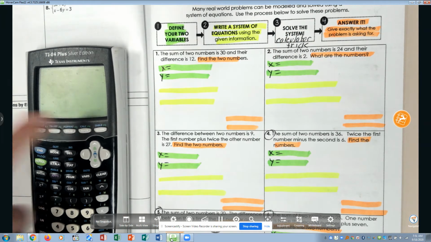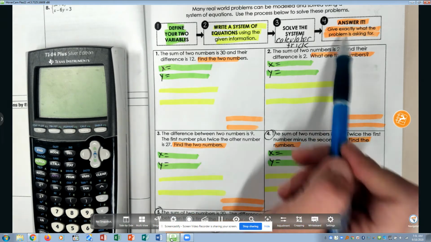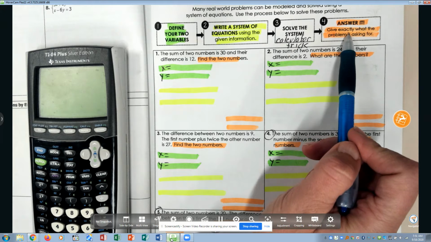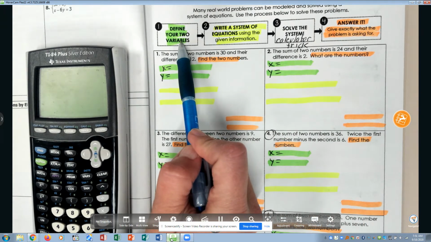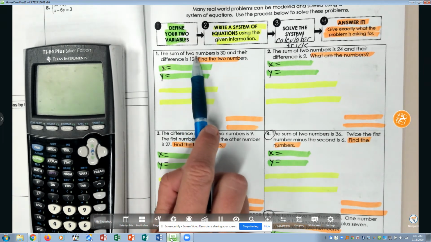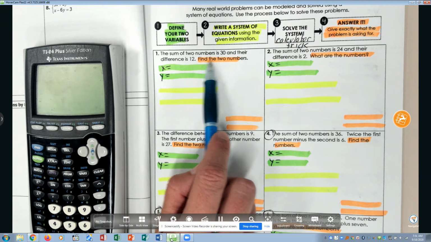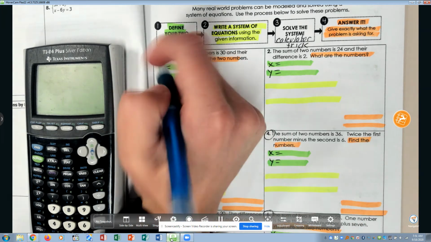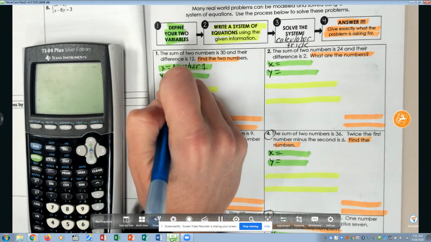So I have my graphing calculator right here. And then answer it. You tell me what the two variables are. So these answers will relate directly to your variables, whatever you're trying to find. So here we go. The sum of two numbers is 30 and their difference is 12. Find the two numbers. So I have to define my variables. So let's call x number 1 and let's call y number 2.